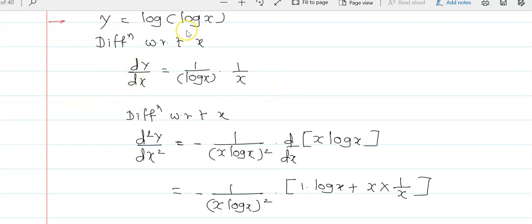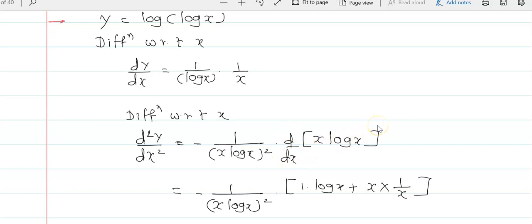Then dy by dx is equal to 1 upon log of x into the derivative of log of x, which is 1 upon x. Again, differentiate this with respect to x. What is the derivative of 1 upon x? The derivative of 1 upon x is minus 1 upon x square. And in the same way, d2y by dx square is equal to minus 1 upon x log of x bracket square into d/dx of x log x.